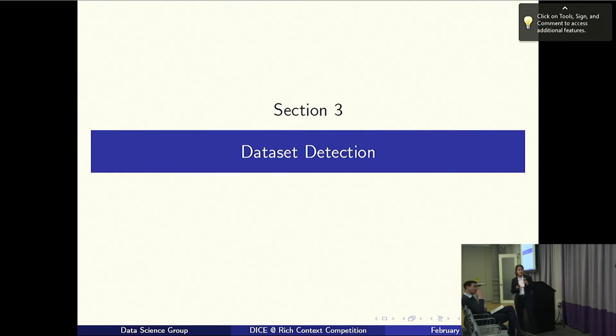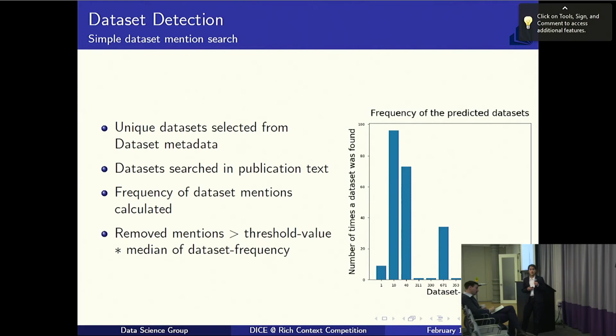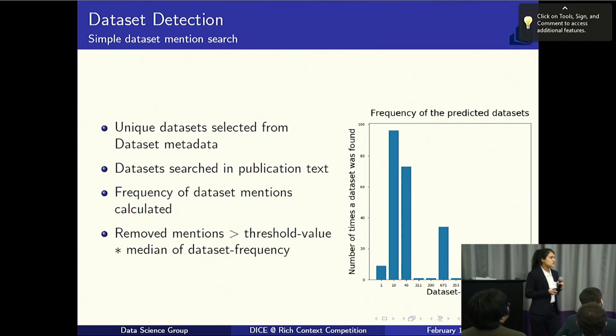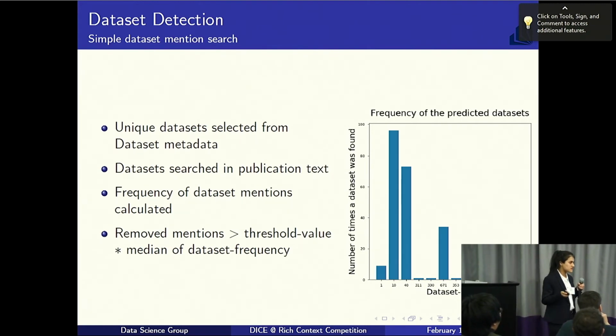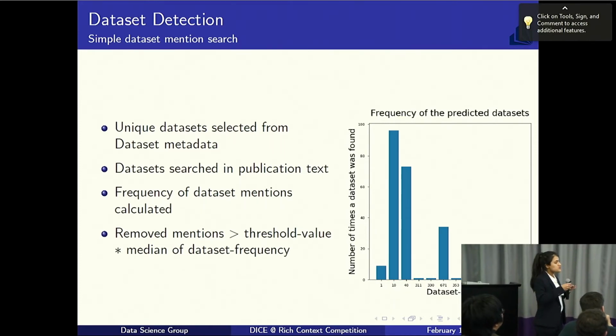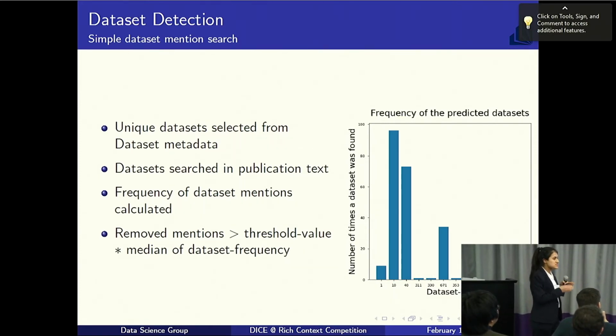For dataset detection, we combined two approaches. First was a simple dataset mention search. For this, we selected all the unique datasets that were present in the dataset metadata that was provided to us in the training set. Then we searched for all these datasets in the publication text. We then computed the frequency of the predicted datasets, and as you can see, there were certain datasets that were getting predicted a lot more than other ones. So we removed all those mentions that lay in the higher frequency range of the predicted datasets.